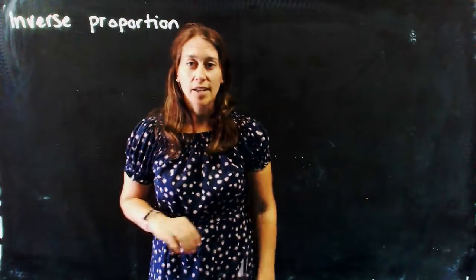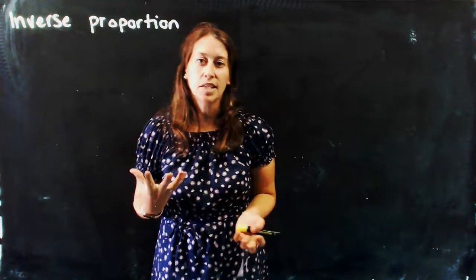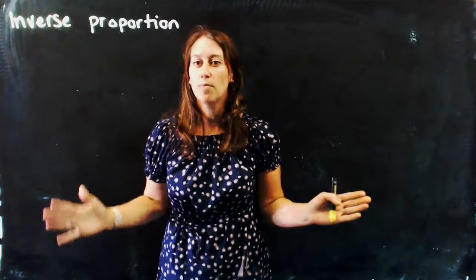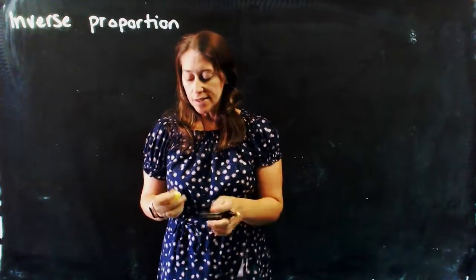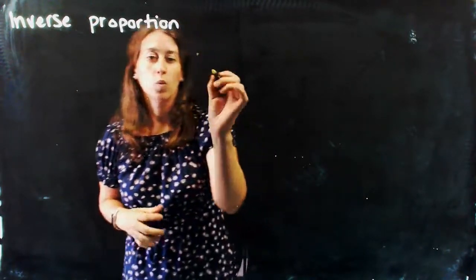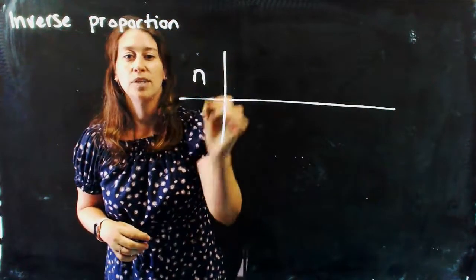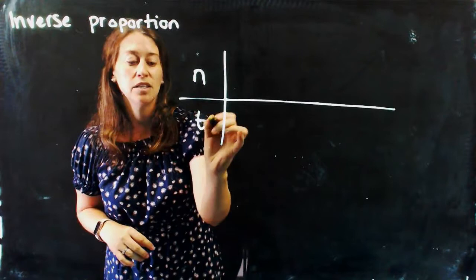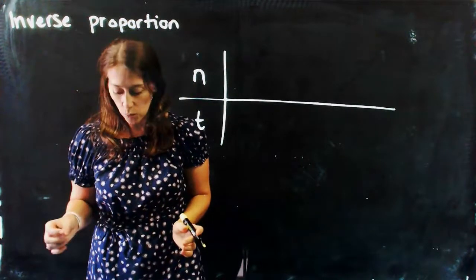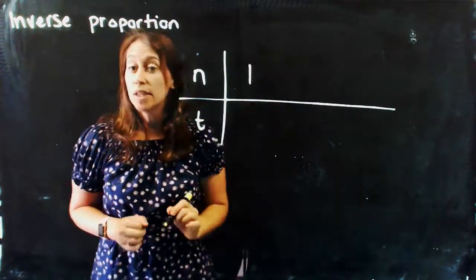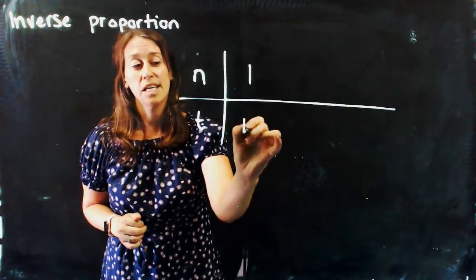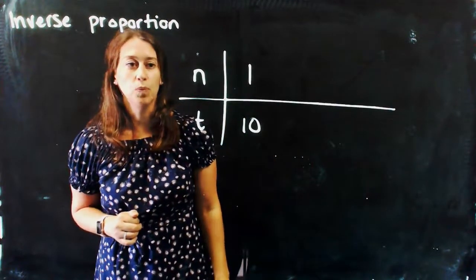Today we're going to look at inverse proportion. Now, to understand inverse proportion, we're going to consider a brick wall. So let's consider the scenario where you have one bricklayer and he's got to build a wall. Let n be the number of bricklayers and t be the time that it takes to build the brick wall. And if you've got one builder, it might take him, say, 10 hours to build the wall.